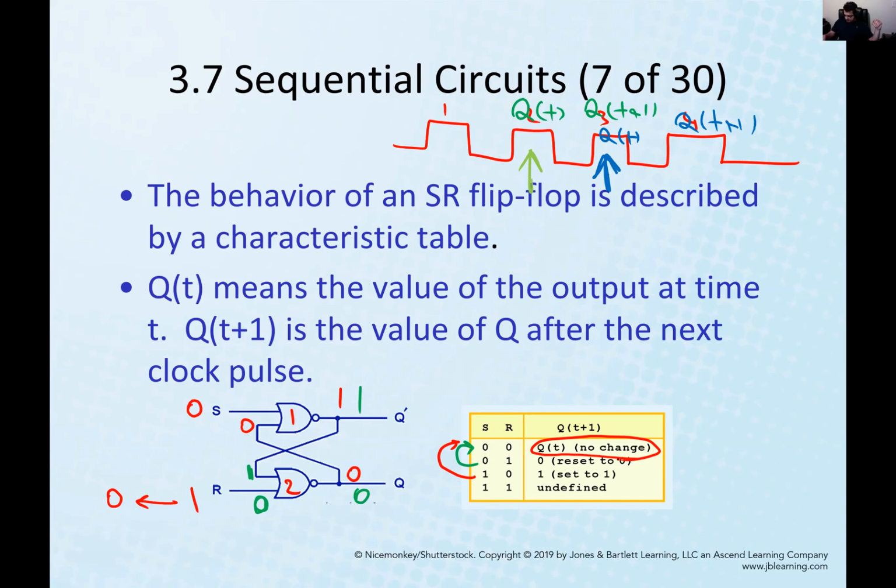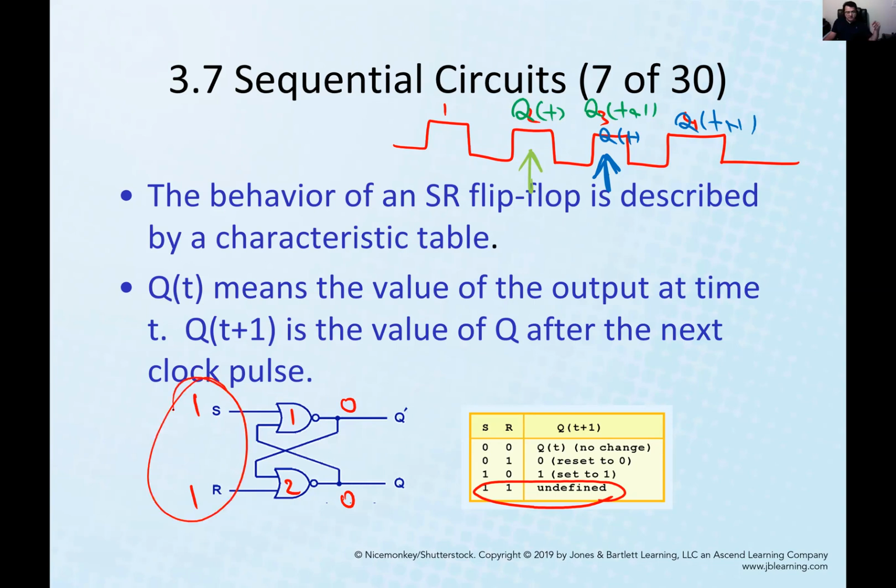The last possible combination is if both the inputs are 1. If S is 1 and R is 1, the outputs of both gates are 0, and we call it undefined. Why do we call it undefined? Because Q and Q bar are supposed to be complements of each other. But here we see that both of them are 0, so this combination of the inputs is prohibited.